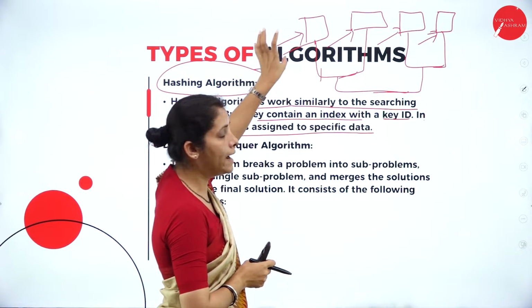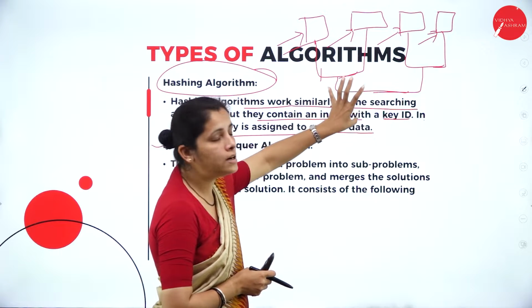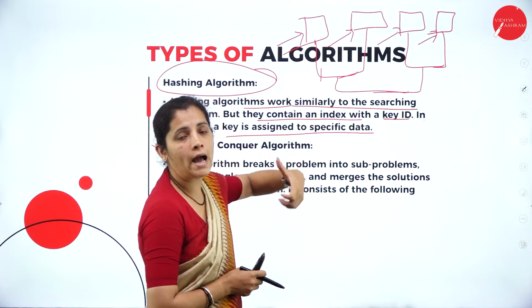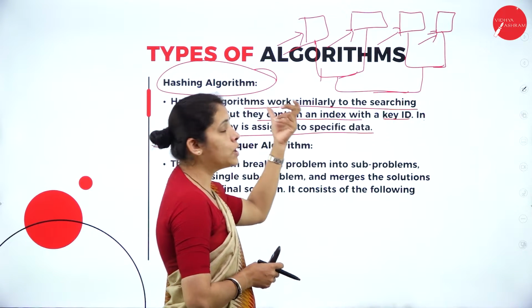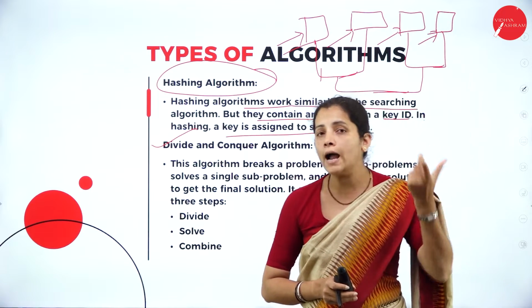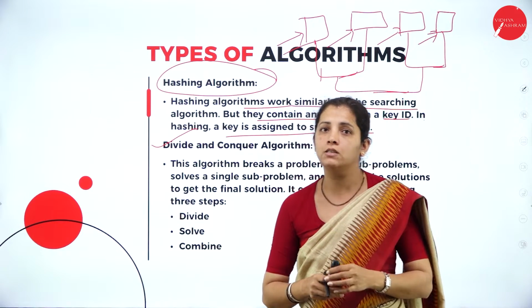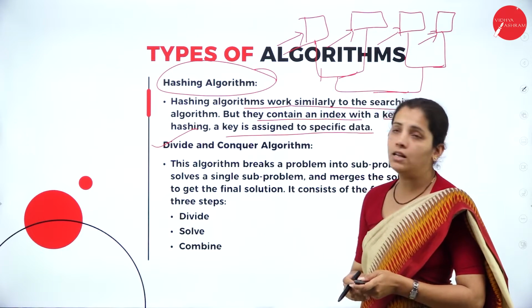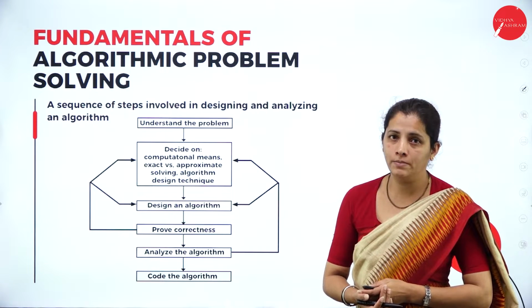So dividing the entire problem, finding the solution, then conquering the problem is known as divide and conquer. Complex problems are broken into smaller pieces, we find the solution for those pieces, and at the end, we combine all the pieces in order to get the final solution. So these are certain types of algorithms.